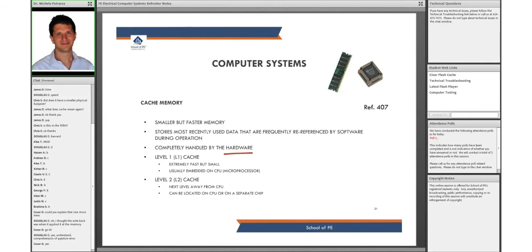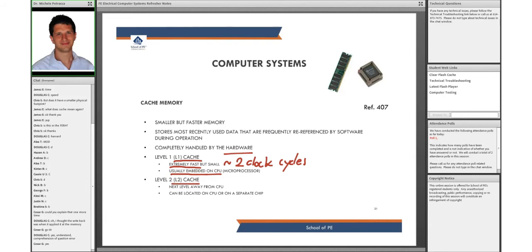Cache memory, typically, certainly level 1 cache, is extremely small and fast. This is usually embedded on the CPU, very close by. Let's say in the order of 2 clock cycles to get data from there.